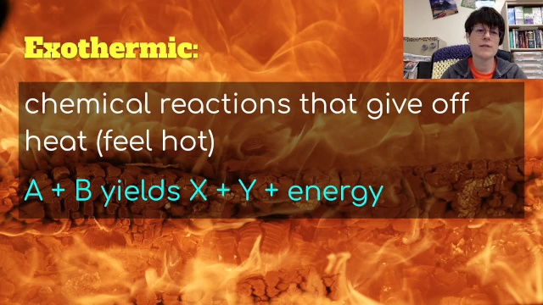Another important concept we need to know is the difference between exothermic and endothermic reactions. An exothermic reaction is a chemical reaction that gives off heat. This is when things feel hot, like a fire. An equation that we can write to show that is A plus B yields X plus Y plus energy. So it gives off energy so it feels warm, like a fire, like a match. And there are a lot of reactions that do that.